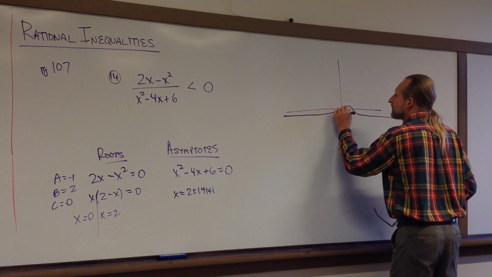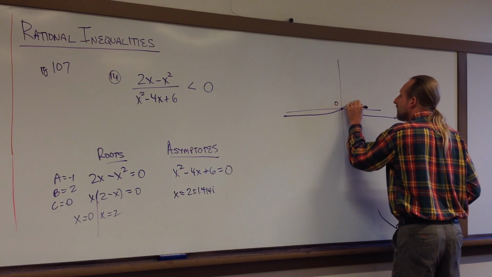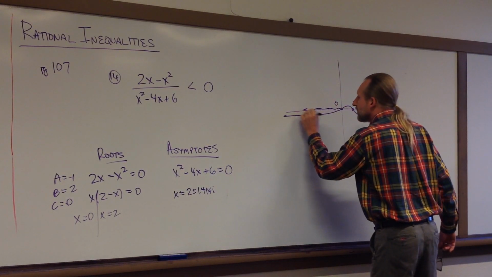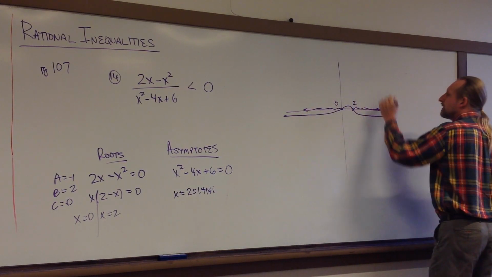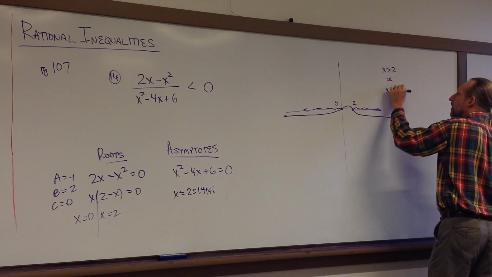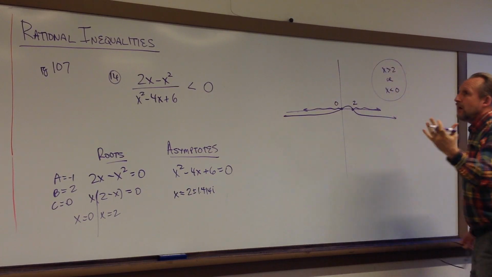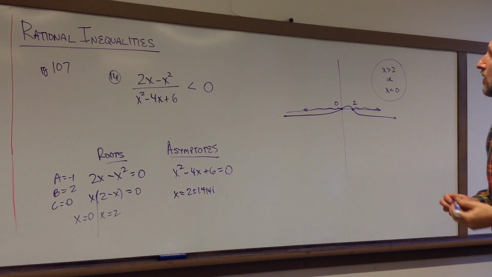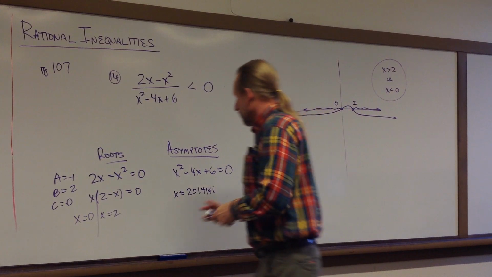So we've just got these critical values at 0 and 2, and so y is going to be less than 0 out there and out here. So that's x greater than 2 or x less than 0, and that's it for number 14. Okay, let's see, one more here.